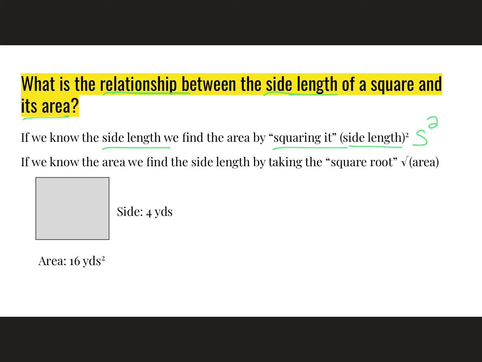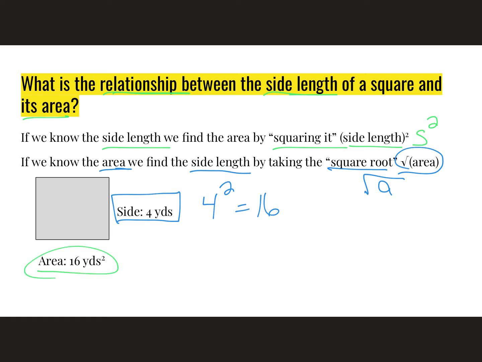If we know the area, we can find the side length by taking the square root. Remember that square root? The square root of the area. So in this case, my side length is 4 yards. 4 squared equals 16 is my area. The area is 16 square yards. The square root of 16 equals 4.